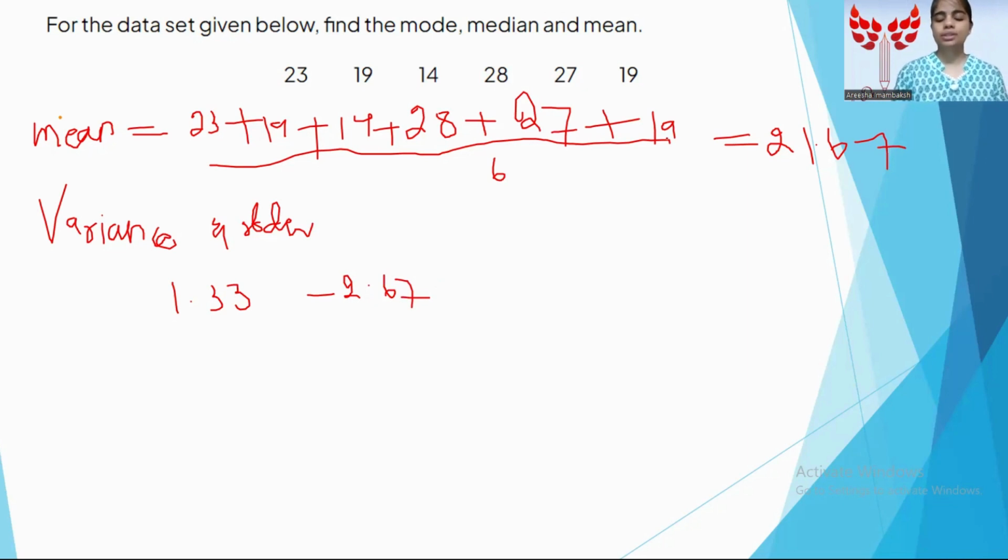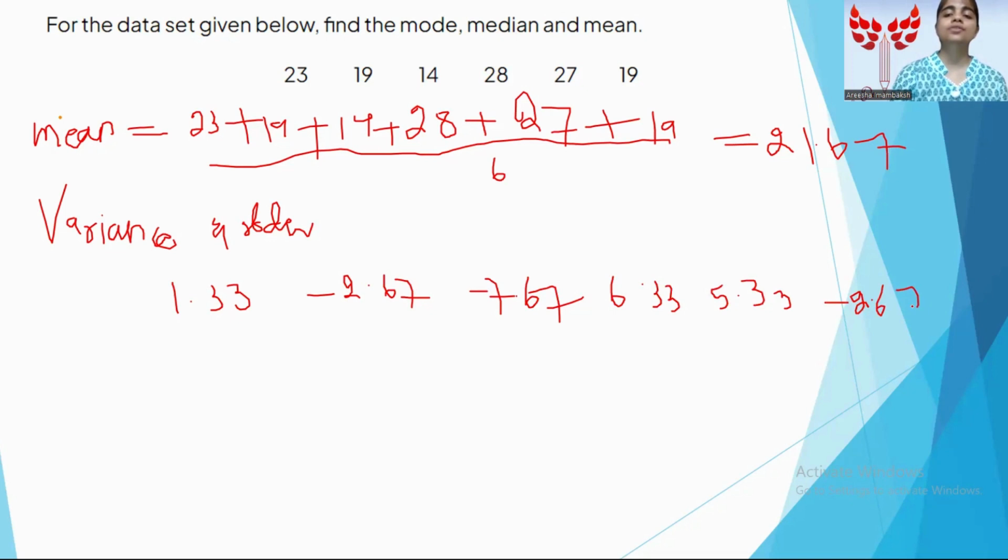14 minus 21.67. Okay, that is minus 7.67. And 28 minus 21.67. That is 6.33. 27 minus 21.67, that is 5.33. And for 19, we already wrote minus 2.67. Right? We have all these values.